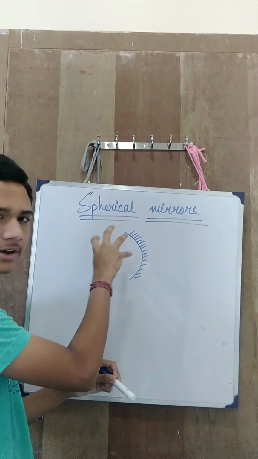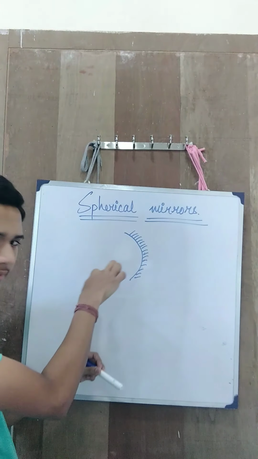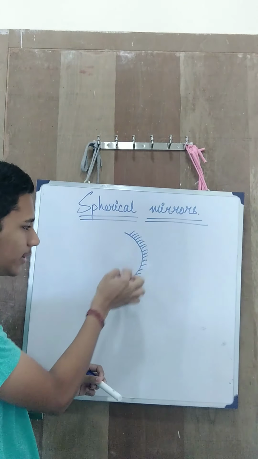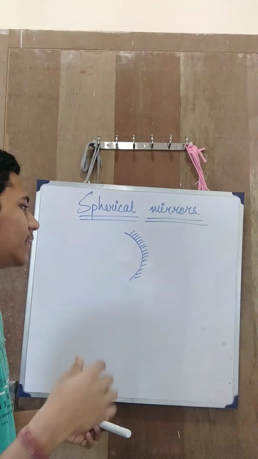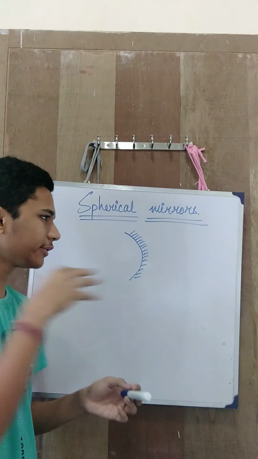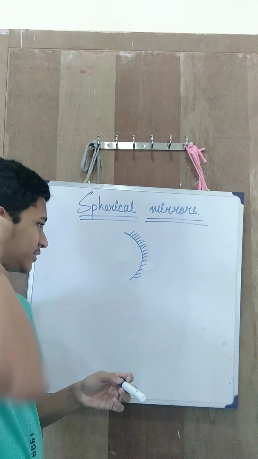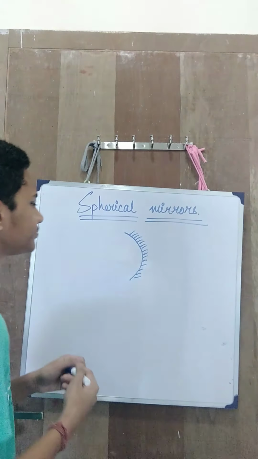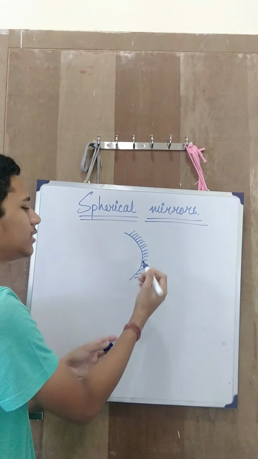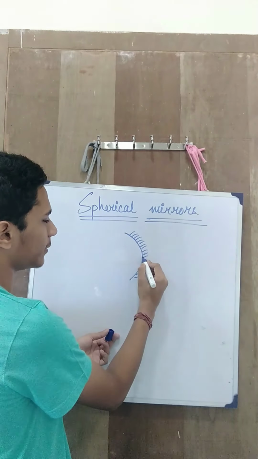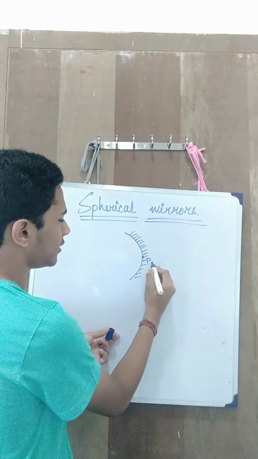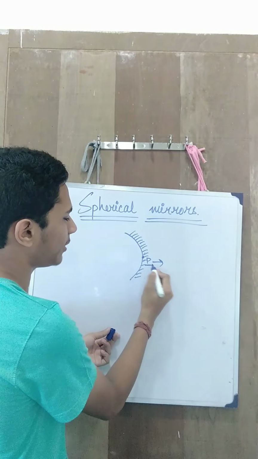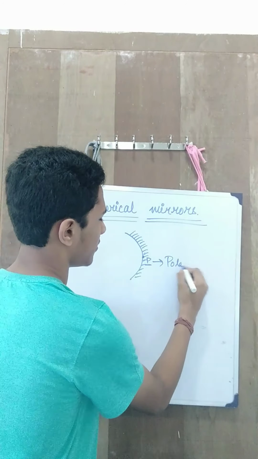There was a sphere like this, and this mirror is a part of that sphere. That is the reason we call it a spherical mirror. It's not a sphere-like shape, but it's a part of a sphere. The center of this mirror, this one, is known as the pole, represented by capital P.